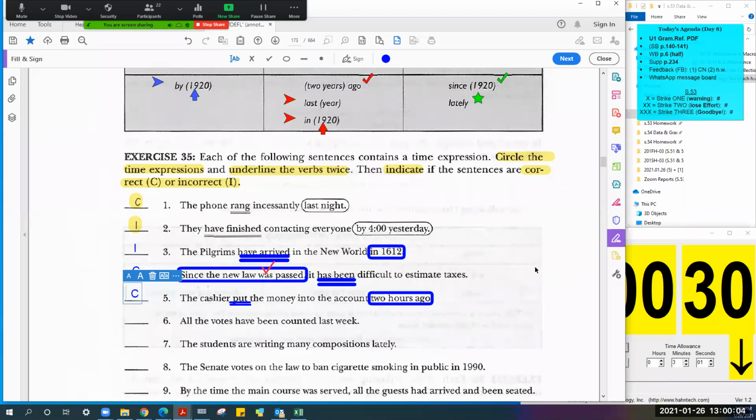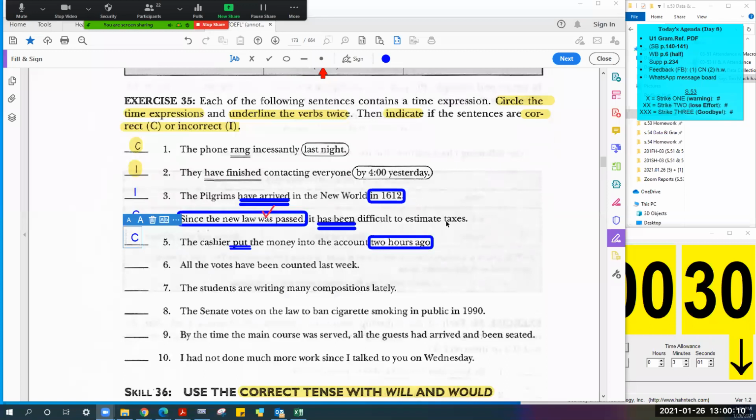Okay. All right. Let's see. Yazid. Do the next one. Last weekend. Last week. Number 6. Is it correct? Tell me that. Do you think it's correct? No. Incorrect. Good, good. It is incorrect. Where is the time expression? Last week. Yeah, exactly. Last week. And where's the verb?